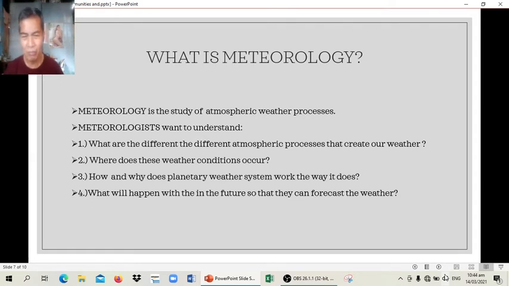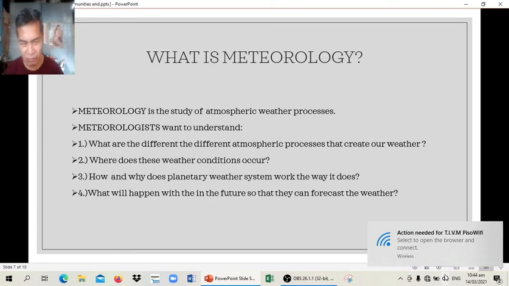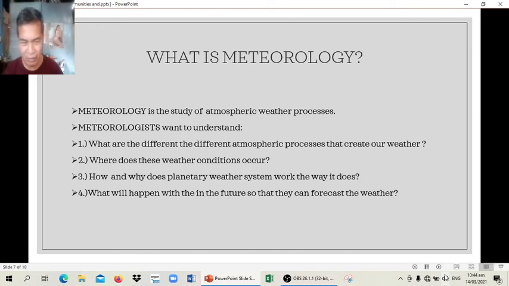Nangyayari yan ng ganyan, pero bakit sila nangyayari ng ganyan? Papanong nangyayari ang mga pangyayaring yon? And the last, of course, is what will happen in the future. I think I missed out something, so that they can forecast the weather. Mga pangyayari, bakit nangyayari ang isang bagay? Paano nilang na-forecast yon? Pinag-iisipan ko pa hanggang ngayon na paano nila nalalaman yung bagyo.